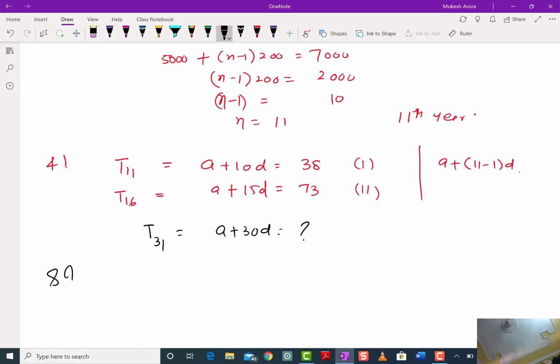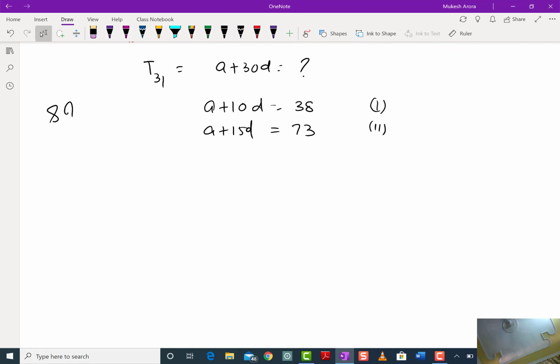So very simple. A plus 10D is equal to 38. A plus 15D is equal to 73. This is equation 1, this is equation 2. Every one of you must be aware of what to do. Yes, we have to do elimination. Minus, minus, minus. Minus 5D is equal to minus 35.